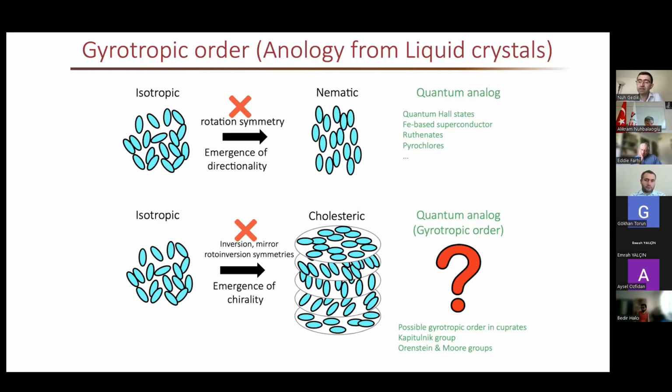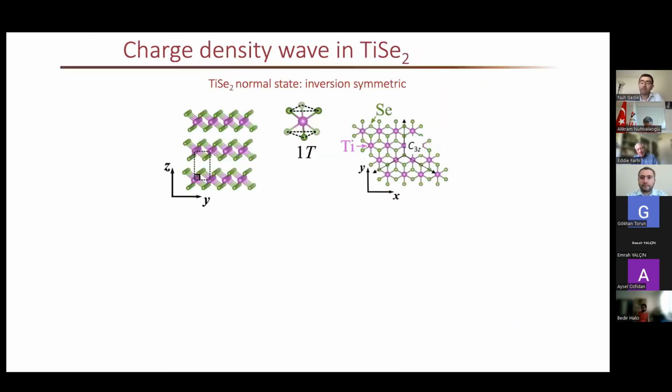So there have been some candidates. People were excited about possibly cuprates being something like this, but I don't think that is the case. But there was another material that was suggested to display this property. It was a charge density wave in titanium diselenide. So let me show you the crystal structure of this material. It's a layered material. The green ones are selenium. This magenta thing is titanium.